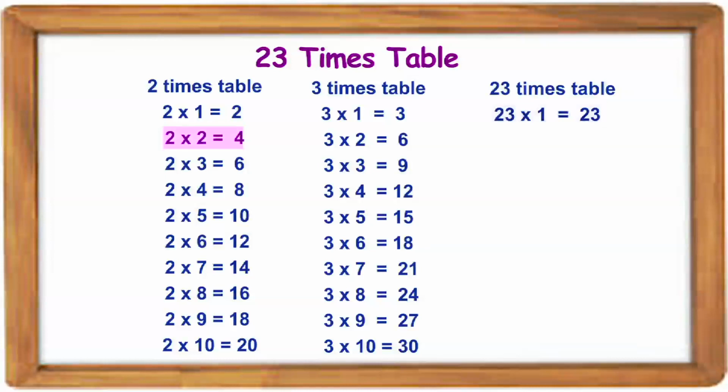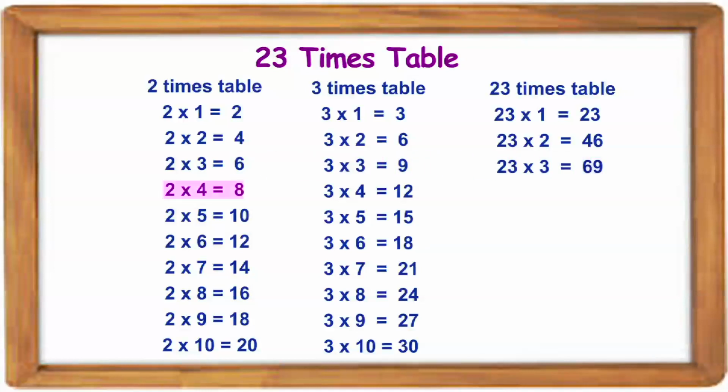Similarly, we have 2 twos are 4, 3 twos are 6. So we write 23 times 2 is 46. Similarly, we have 2 threes are 6, 3 threes are 9. So 23 times 3 is 69.